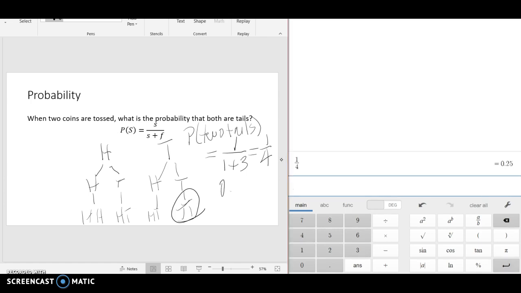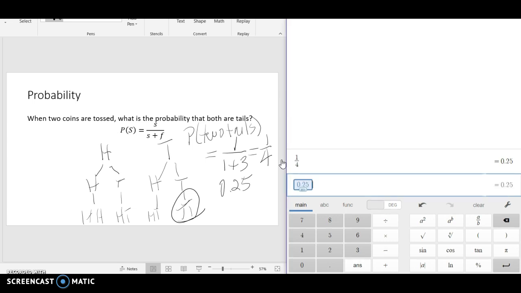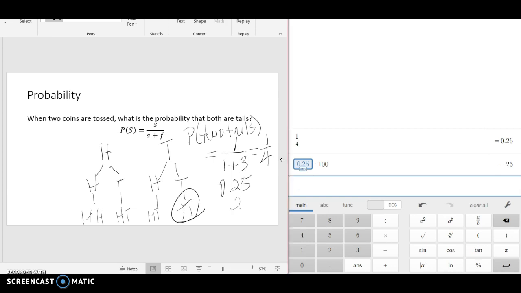is a 0.25 probability. Or if we take that same answer and multiply it by 100, 25% chance. So you got a 25% chance or 25% probability that when you toss two coins, they will both be tails.